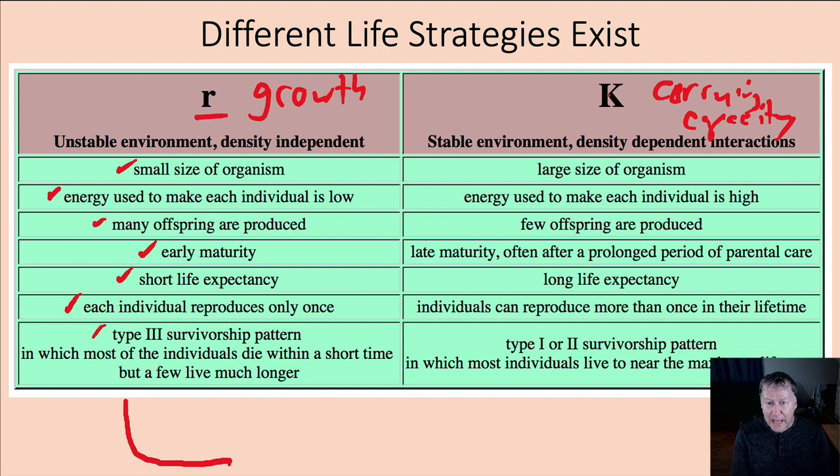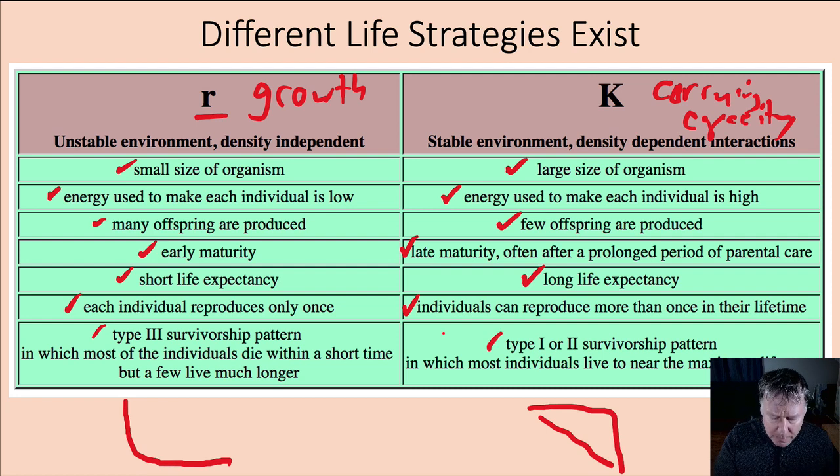In contrast, K-selected species tend to be larger in size. They tend to put a tremendous amount of energy into their offspring. And as a result, they have very few offspring. But the offspring they have are almost guaranteed to survive. They tend to mature slowly, often after a very long period of parental care. They live a long time, and they can reproduce more than once in their lifetime. And they tend to show either type 1 or type 2 survivorship curves.